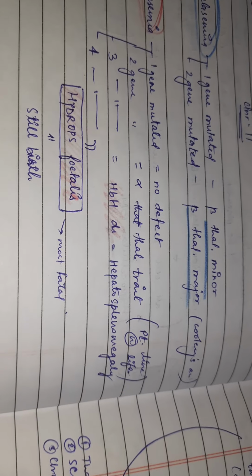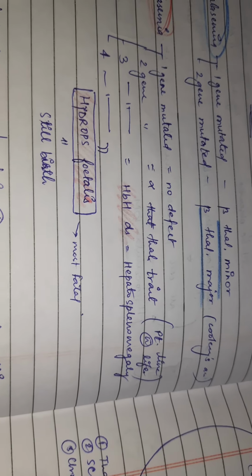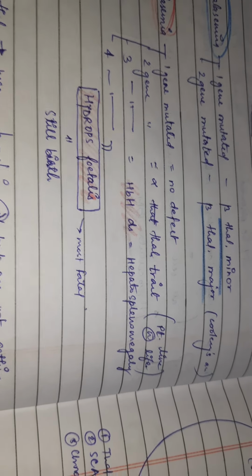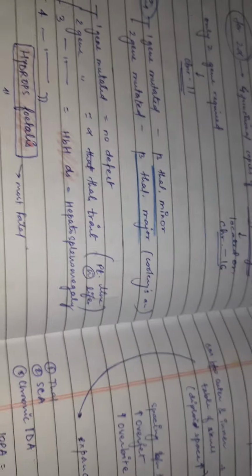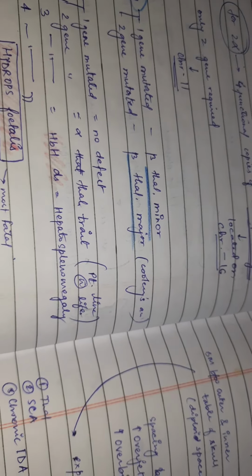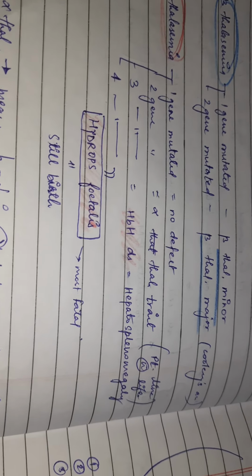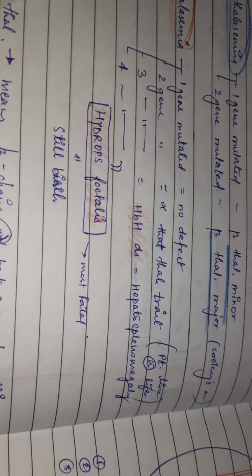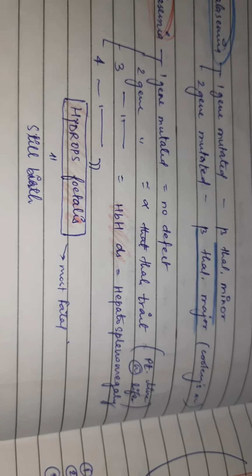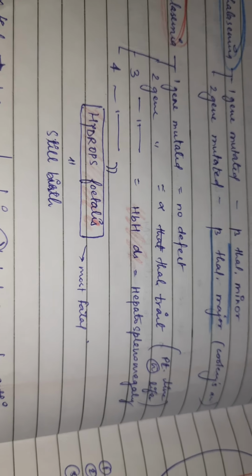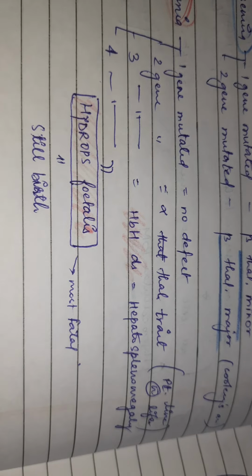If 3 genes are mutated, it is HbH disease, where hepatosplenomegaly is present, meaning the liver and spleen get enlarged. And if 4 genes are mutated, it is hydrops fetalis, mostly a fatal stillbirth. It is very severe, meaning stillbirth occurs and the baby can't live.